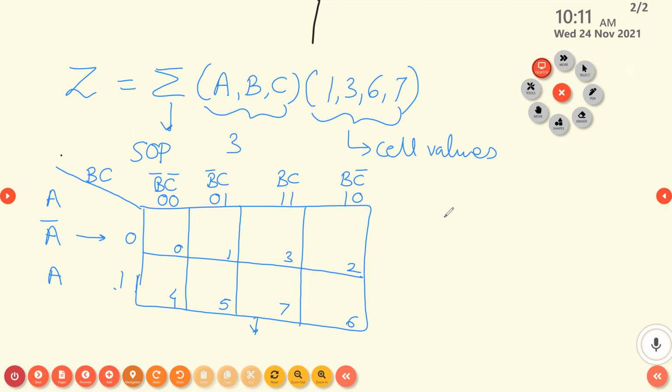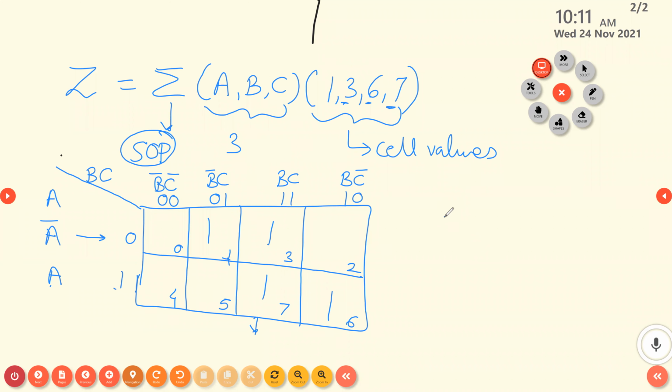Now, in my problem, the values are given. And this is which expression? SOP. So what do I have to put, 1 or 0, for the normal variable? 1. So 1, 3, 6, 7, these are the cell values. So for the cells having these values, put 1 here because it is SOP. Then cell number 3, 1, then cell number 6, 1, then cell number 7, 1.